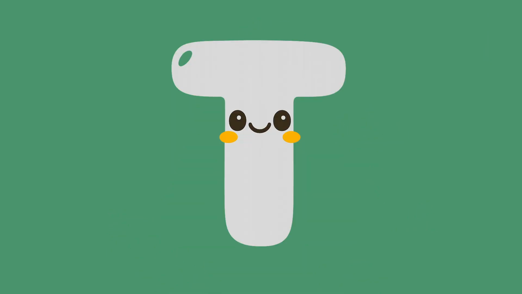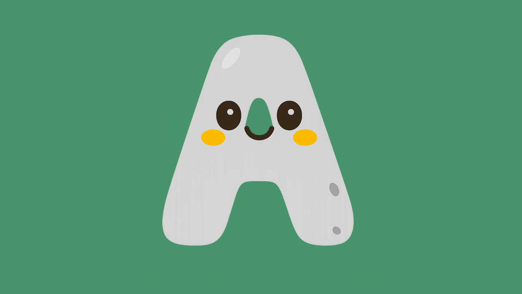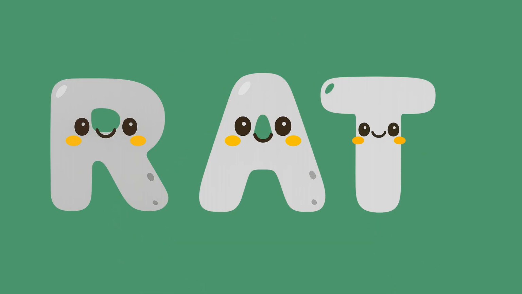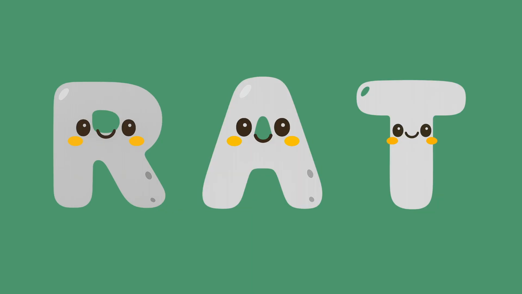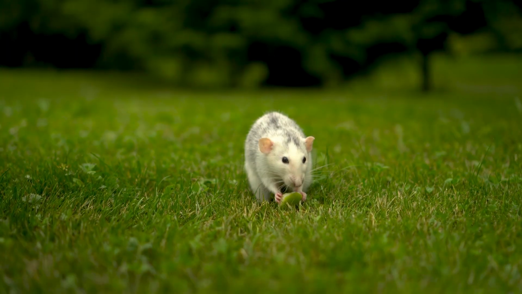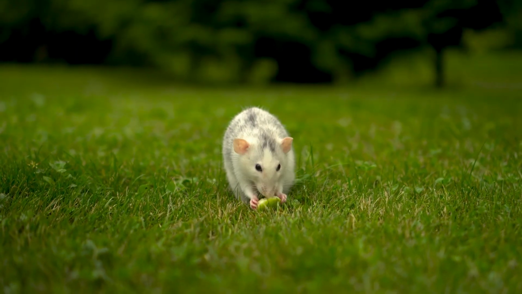Let's sound it out slowly. R, at. Let's say it faster. R, at. Let's blend them together. Rat. Yes, it's rat. Squeak like a rat. Squeak, squeak.